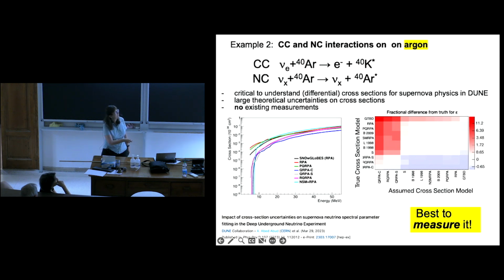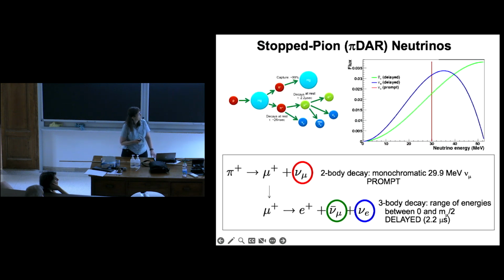If you actually propagate that uncertainty into how well you could extract the total energy, the effects are enormous. So here, if you assume a particular cross-section model and this is the truth, then you end up with quite large biases in your answer for this total energy. And so once again, the theory will of course improve, but really, if we want to get the best possible information out of a supernova burst, we want to measure what the response of the nuclei is.